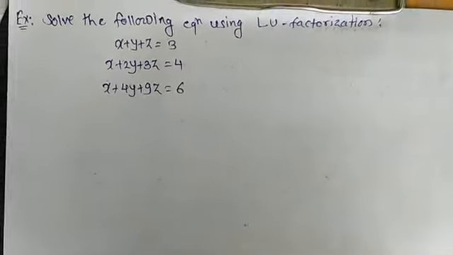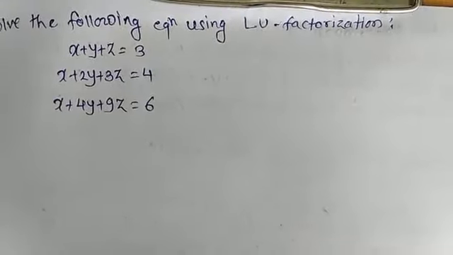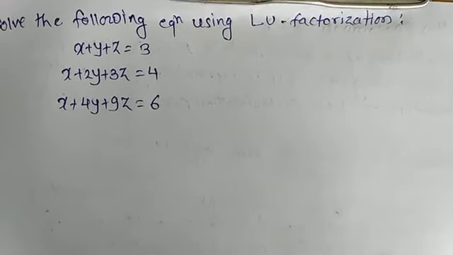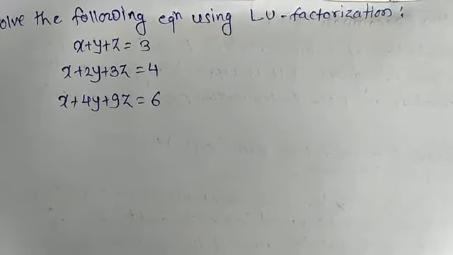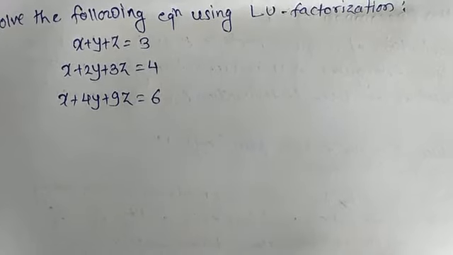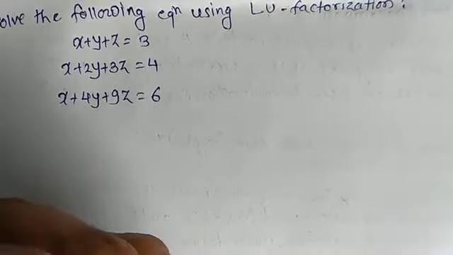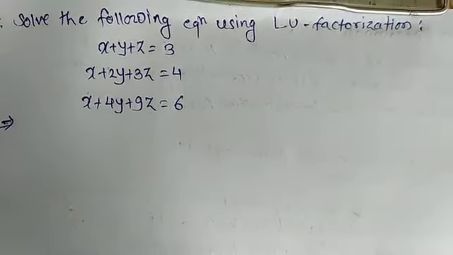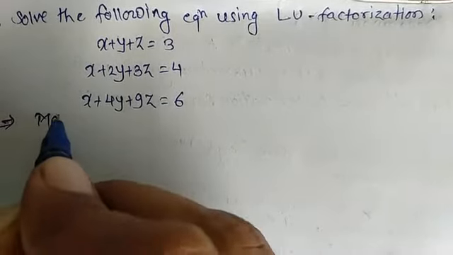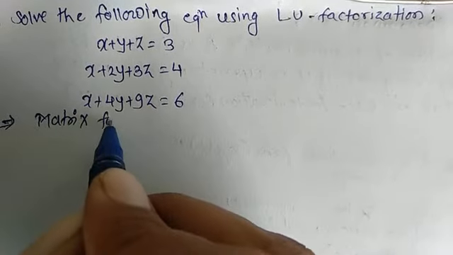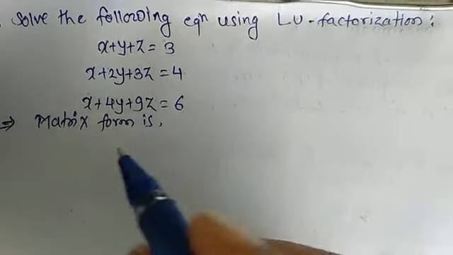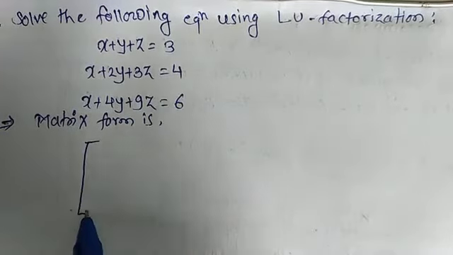Solve the following equations using LU factorization, where the system is x plus y plus z is equal to 3, x plus 2y plus 3z is equal to 4, x plus 4y plus 9z is equal to 6. So first we write the system in matrix form.